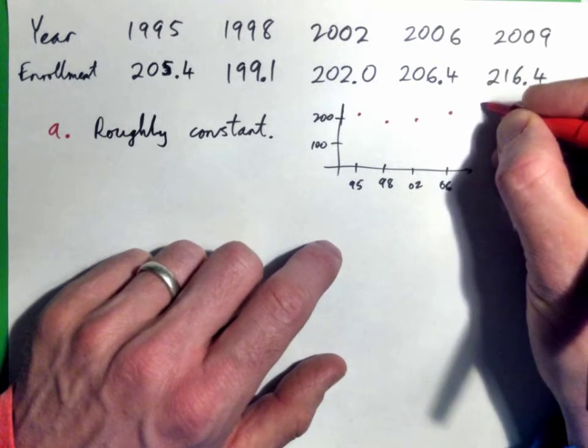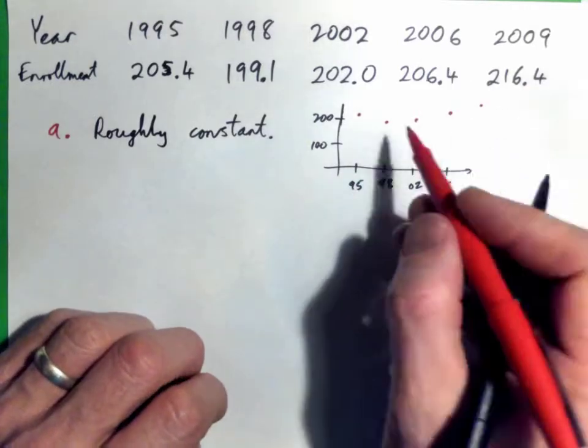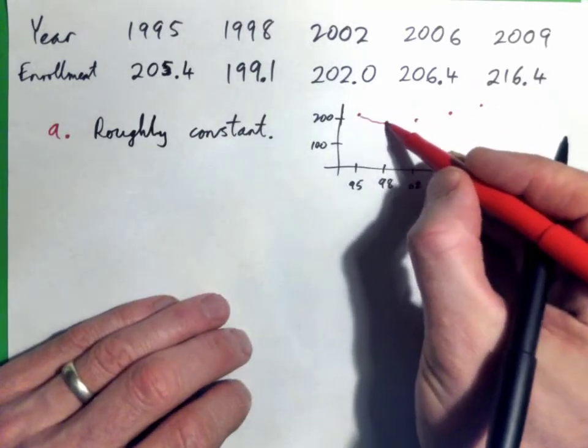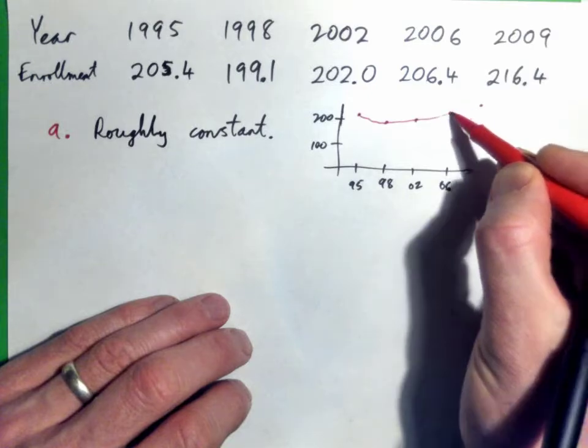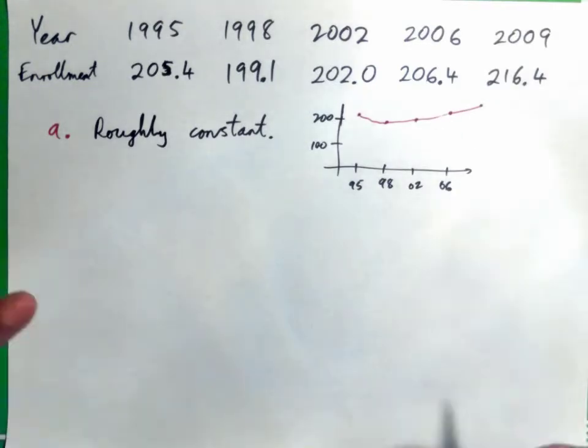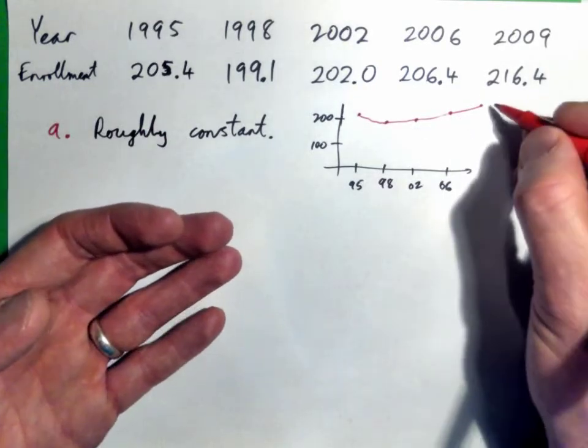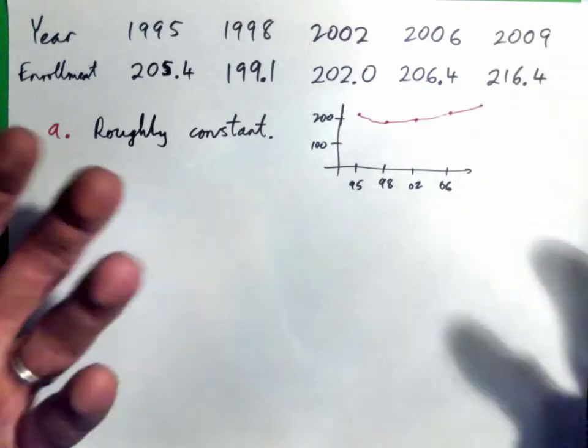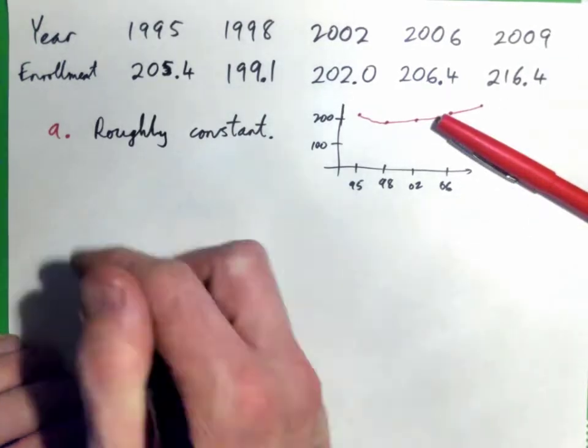Might say it's kind of creeping up in recent years, but to me that's kind of generally flat. But I mean, it kind of went down a bit, went up a bit, up a little bit. It's roughly constant or a flat graph, or you could say it's slightly going up recently. So yeah, something like that.